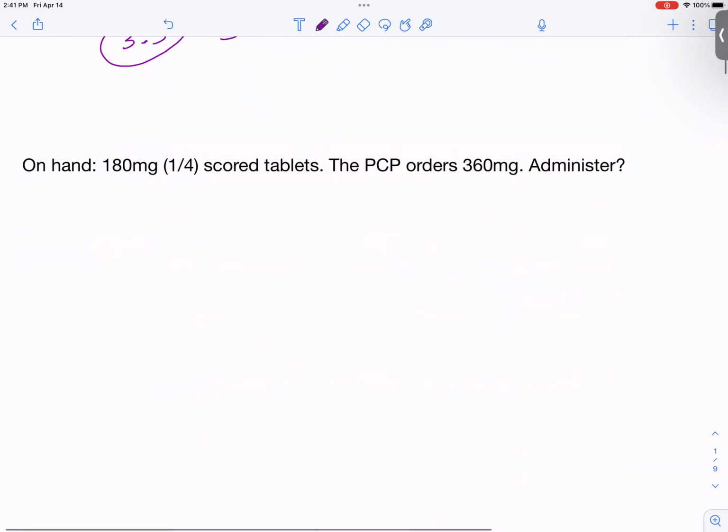All right, let's do another one. So this is just telling you how the tablet is scored. That means the tablet, if you looked at it, oops, you know I can't draw, looks like that.